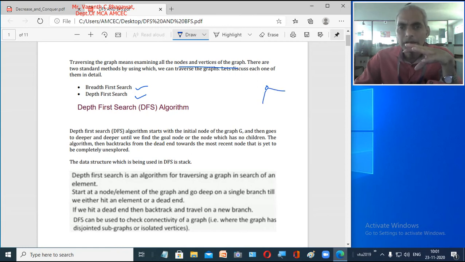Let us consider a small graph here. If you want to search this graph for one particular node, you start from an initial node and keep on visiting all the vertices of your graph, and you see that yes, this is the goal node. That is why we can also call this a searching algorithm. That is the depth first search and the breadth first search.